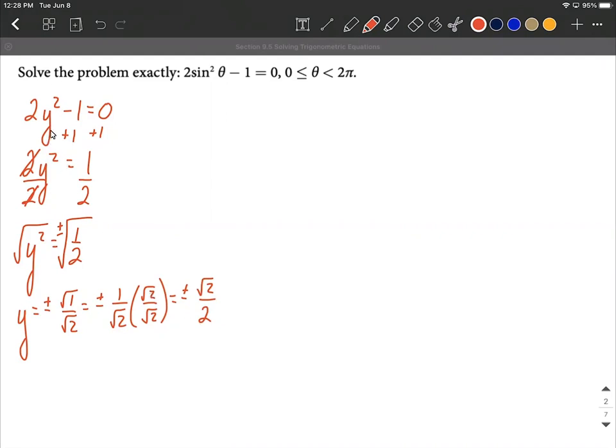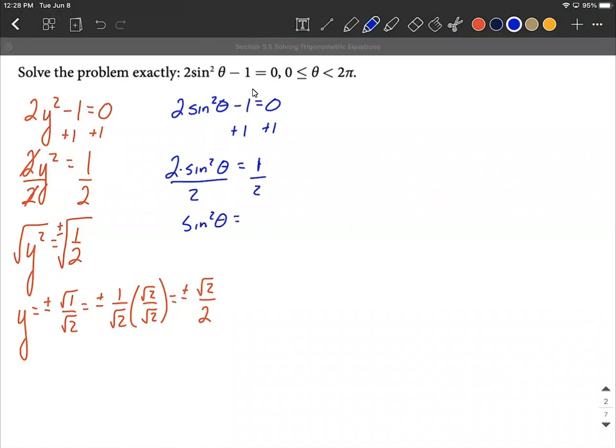All right, so far I've had y's involved. I want to go back to our original problem and work through these same steps just to show you not much has really changed, right? I'm going to add the 1, move it to the other side. That'll give us 2 sine squared of theta equals 1. I'll divide both sides by 2. That'll produce sine squared of theta equals 1/2.